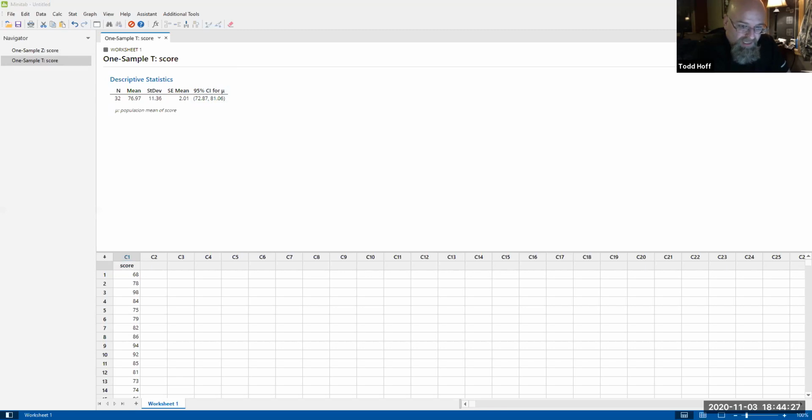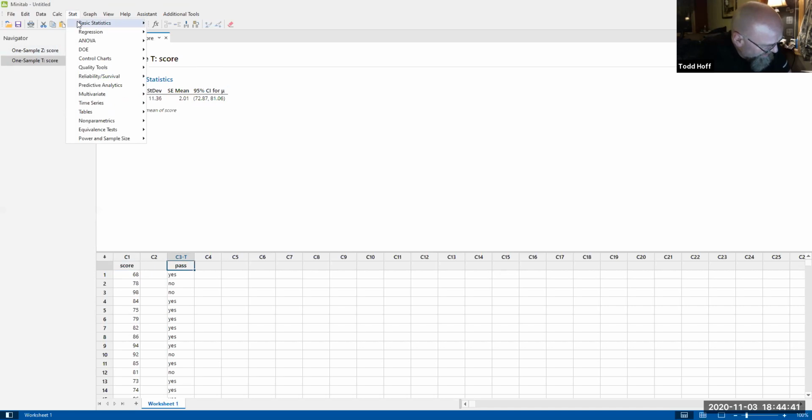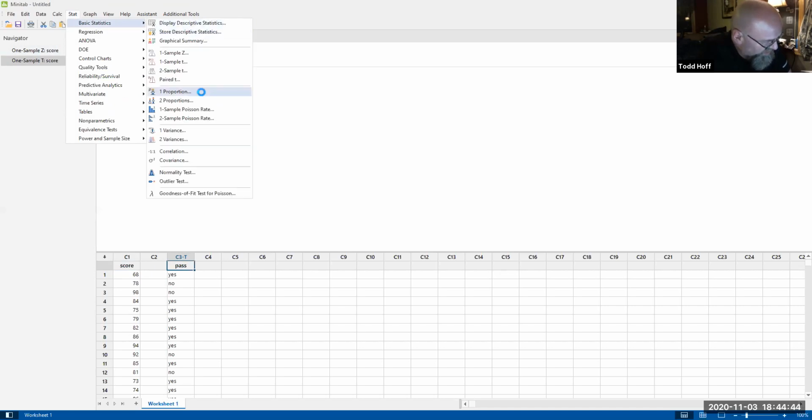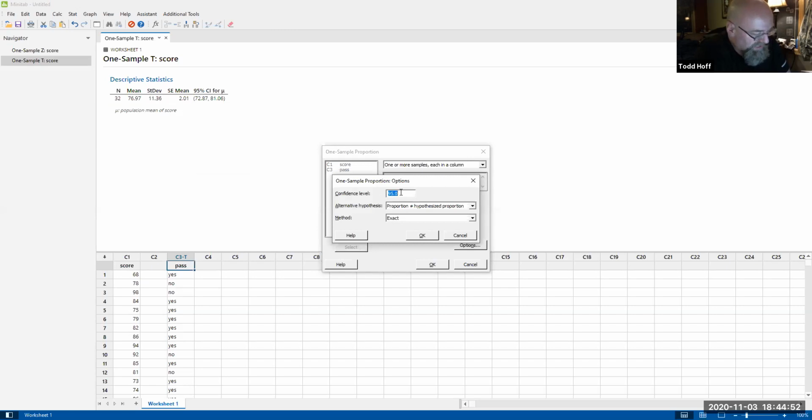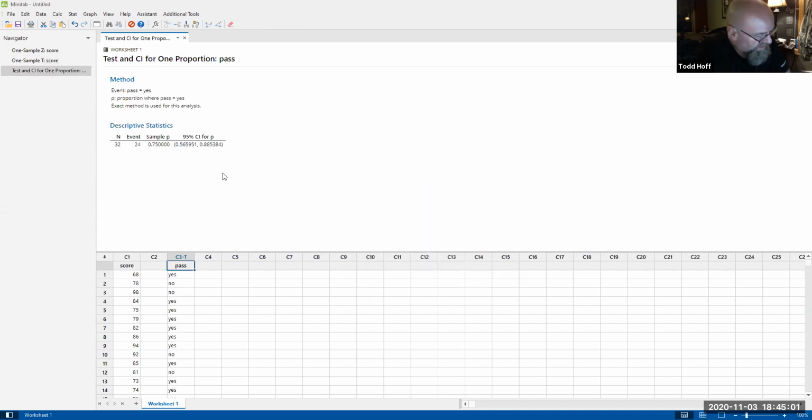If I want to find a confidence interval for a population proportion, here's a list of pass or not pass on an assignment. We're going to go to stat, basic statistics, and one proportion. I'm just going to select pass. Again, I should go to options, make sure it's 95%. I'm going to do a 95% interval again. And that's not equal to again there. And there is my confidence interval. And that is really it for MiniTab for this week.